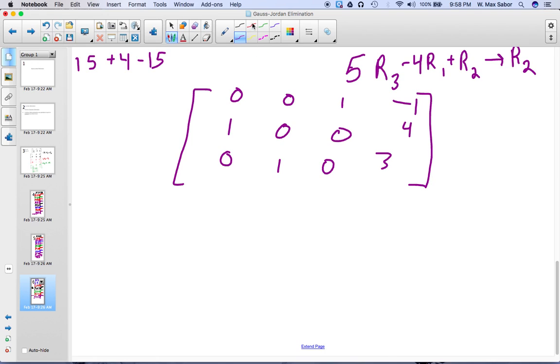So what that gives us, this is not technically in reduced row echelon form. We can reorder the rows to get that, but z equals negative 1. That's what the first equation says. X equals 4, and y equals 3. Those are what those three rows are all telling us. So in other words, the point is 4, 3, negative 1.